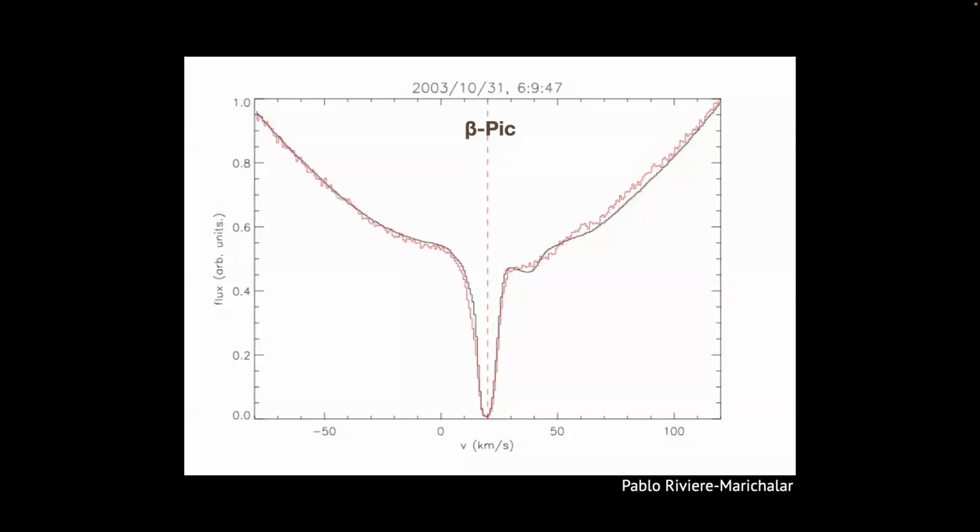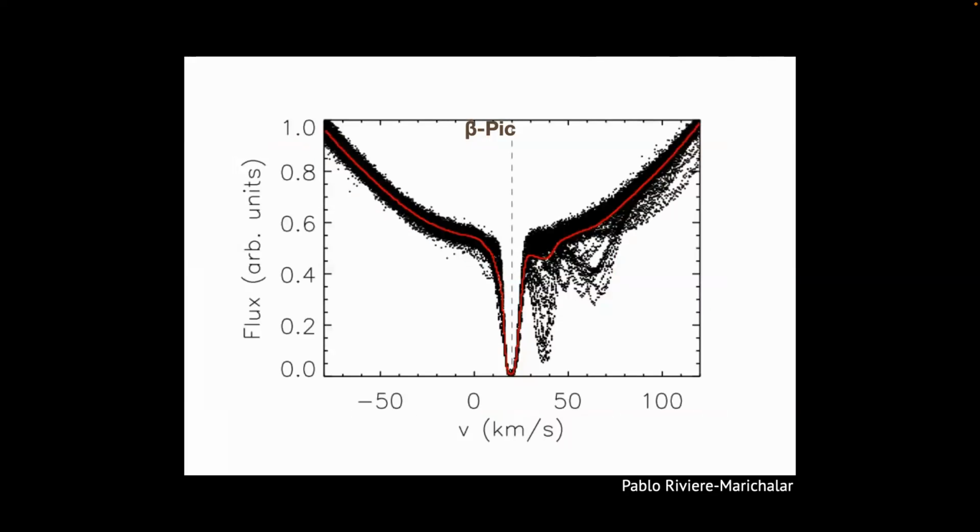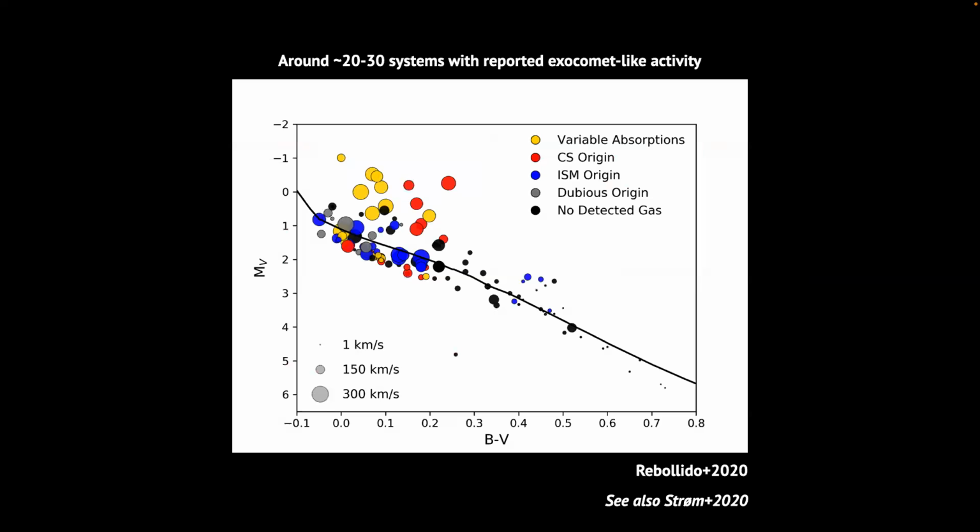And I just wanted to play this GIF so you can see how many exocomets we actually find in Beta Pic. I don't think I included it here, but there is a study by Kiefer from 2014 where they claim that they can detect 2 different families of exocomets just based on the different radial velocities and depths of the comets. So we do see a lot of comets. I think in that single paper, it's like 2,000 different comets. So the point now is that we have around 20 or 30 systems with reported exocomet-like activity.